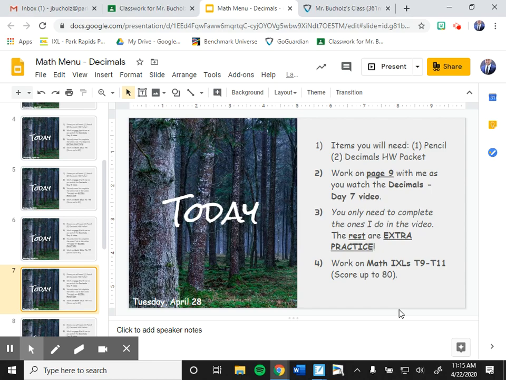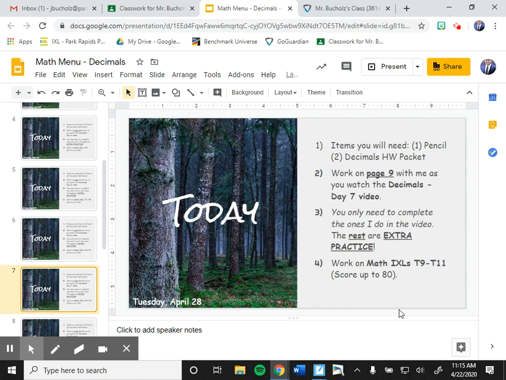In the past couple days, we've been working on comparing decimals, different things like that. Today, we are going to talk about mixed numbers as decimals. Remember, a mixed number is a whole number along with a part of a whole, right? So we're going to talk about that in terms of decimals today.